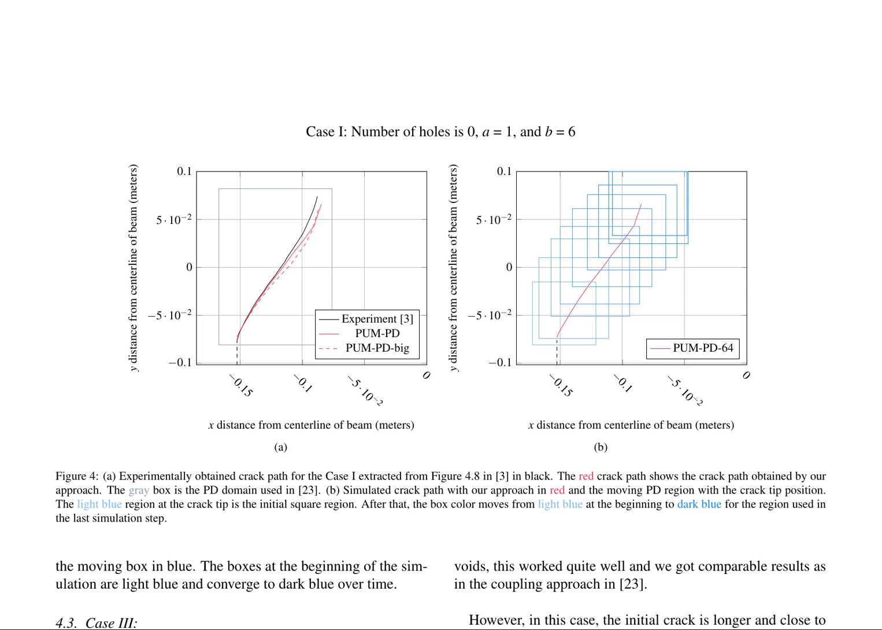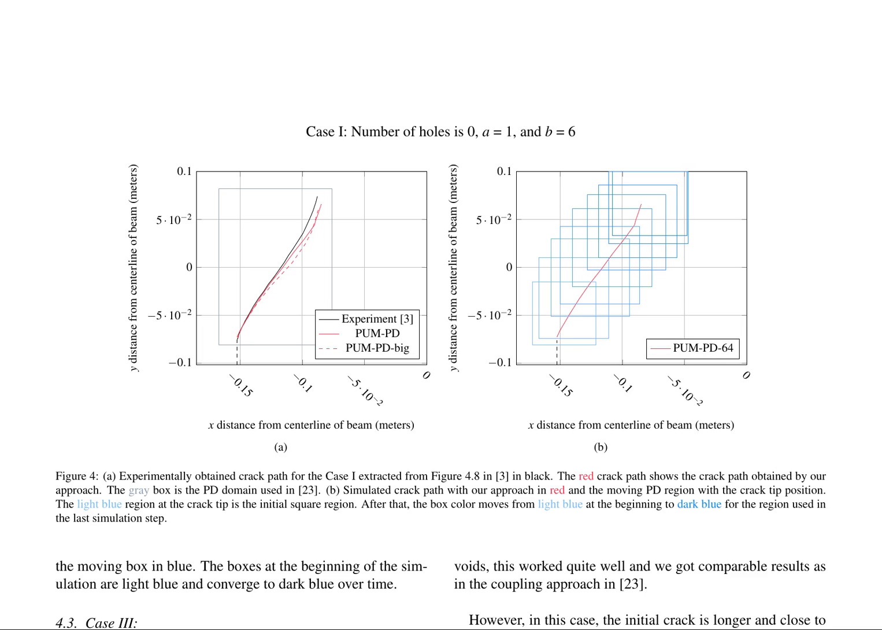The authors validate their approach for simulating crack growth using a coupled phase field, PF, and peridynamics, PD, method through 2 case studies, case 1 and case 3. In case 1, where there are no holes, the experimentally obtained crack path is compared to the simulated crack path using the author's approach. Figure 4a demonstrates that the simulated crack path closely follows the experimental crack path, with the gray box representing the PD domain used in a previous study, [23].